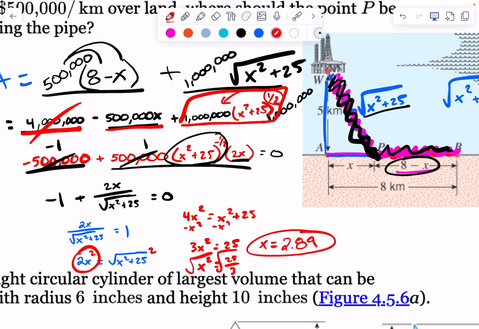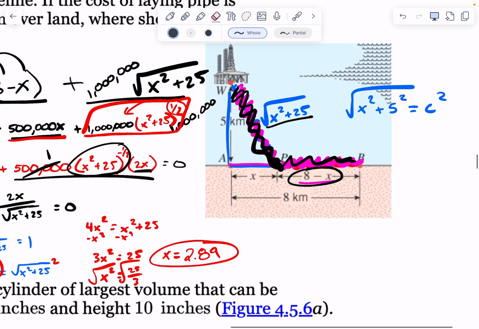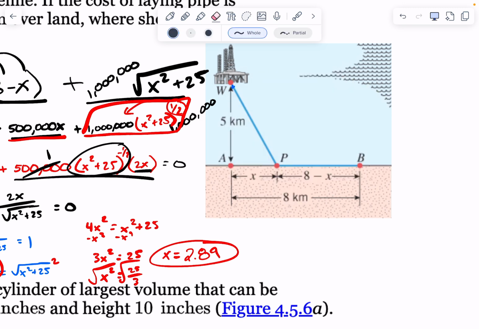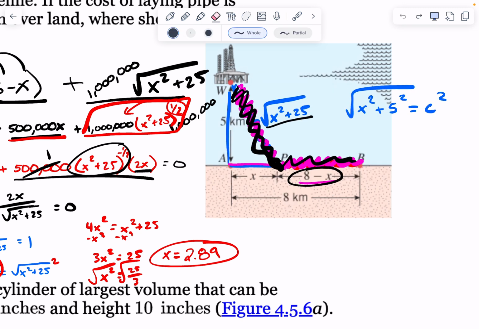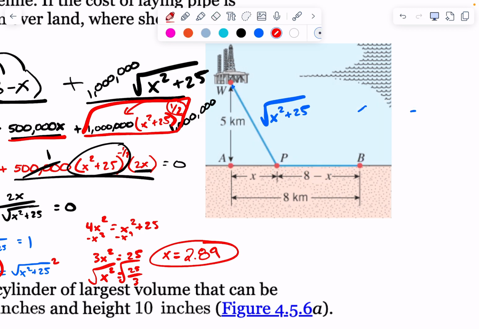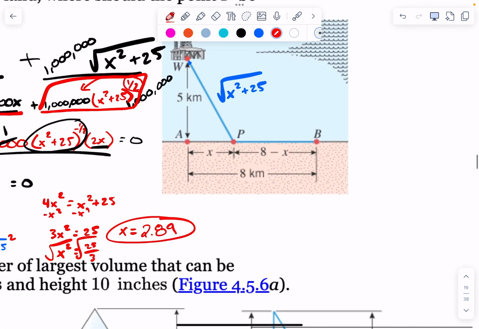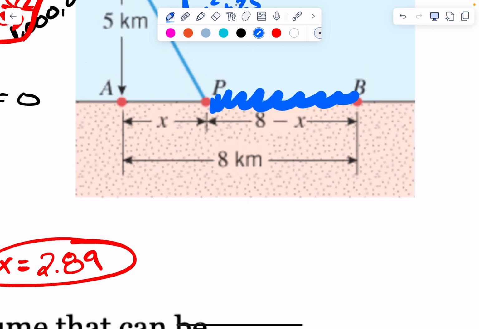So that is giving me the minimum. You didn't have to keep in those stupid numbers. Minimum amount. Okay. Just because I'm curious. Does that say that it's that much money per kilometer? Yeah, per kilometer. So, how many kilometers are we going by land? 8 minus 2.89? 5.11. 5.11 kilometers by land, right?